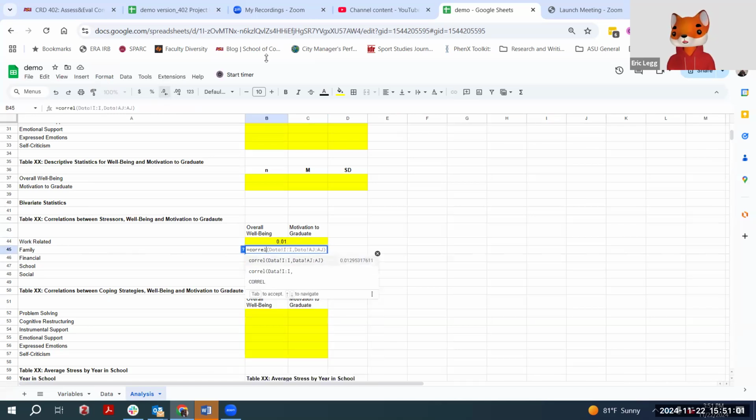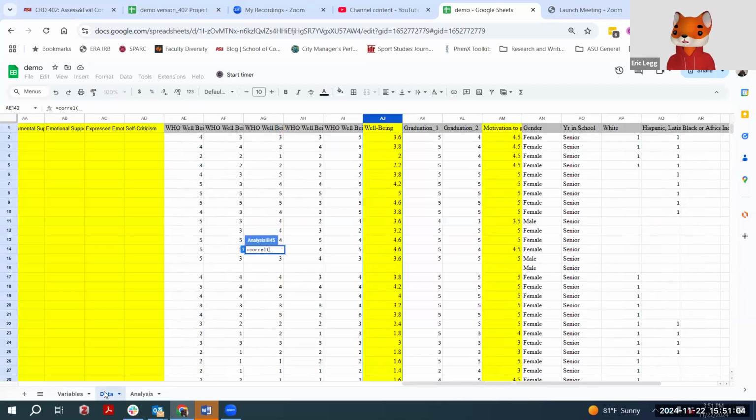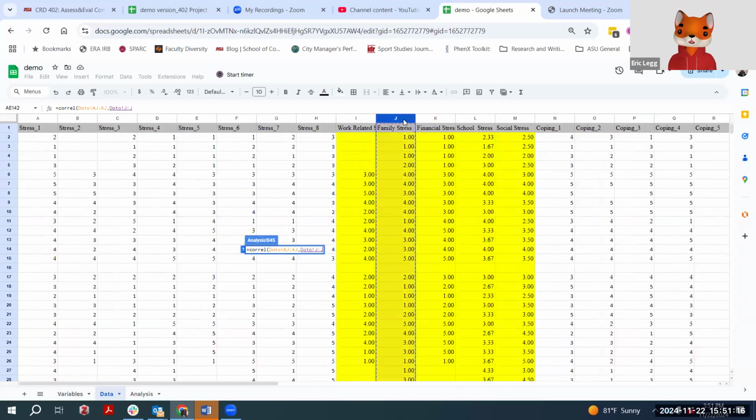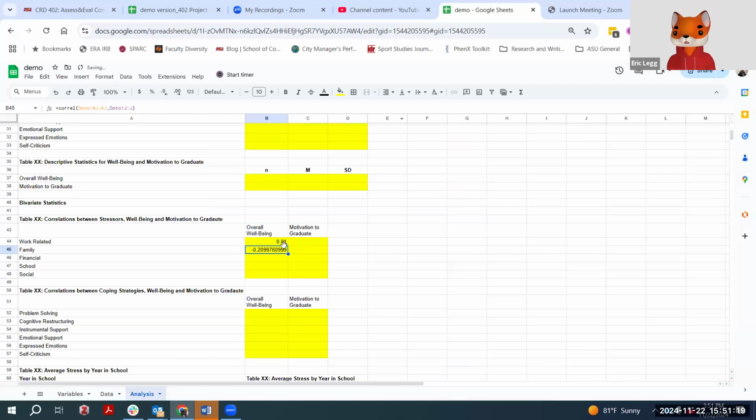How about family? Equals CORREL, parentheses. I go to data. Now the order here doesn't matter. So I'm going to start in this case with well-being because it's on my screen. Comma. Go to family stress, column J. Clean up my formatting. Some of my Zoom toolbar keeps getting in the way. Negative 0.21. So still weak, but meaningful. So as family-related stress increases, my overall well-being decreases.